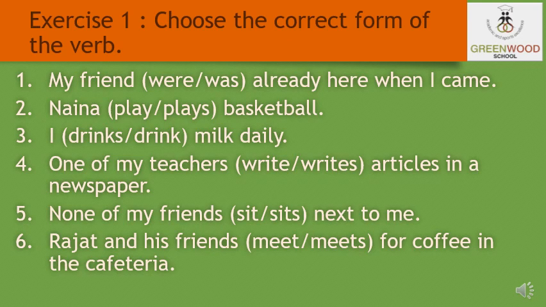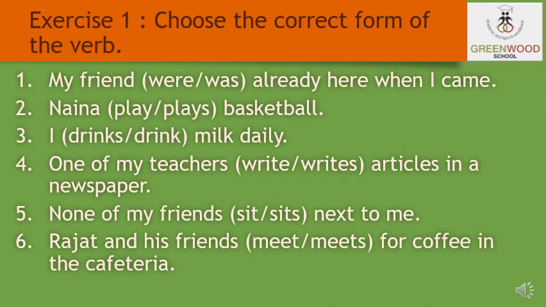As you know, a subject means the person, place, or thing which the sentence is speaking about, and verb means an action done by that particular subject. They both have to agree. Singular will go for singular subject and plural will go for plural subject. Now let's look at exercise 1. You need to choose the correct form of the verb.